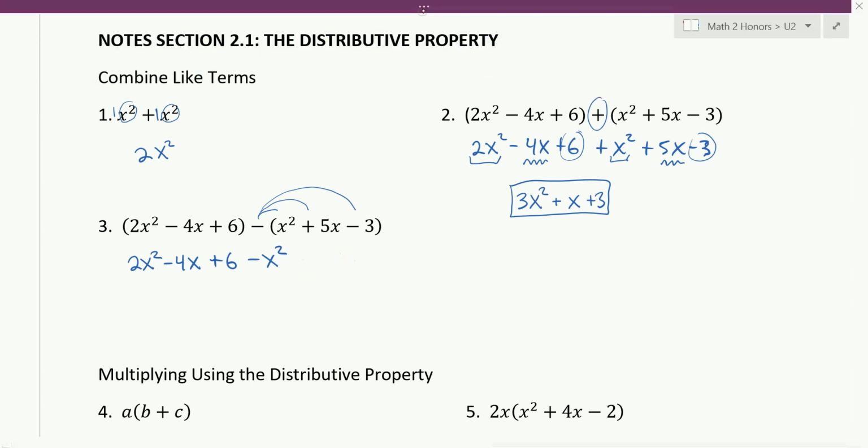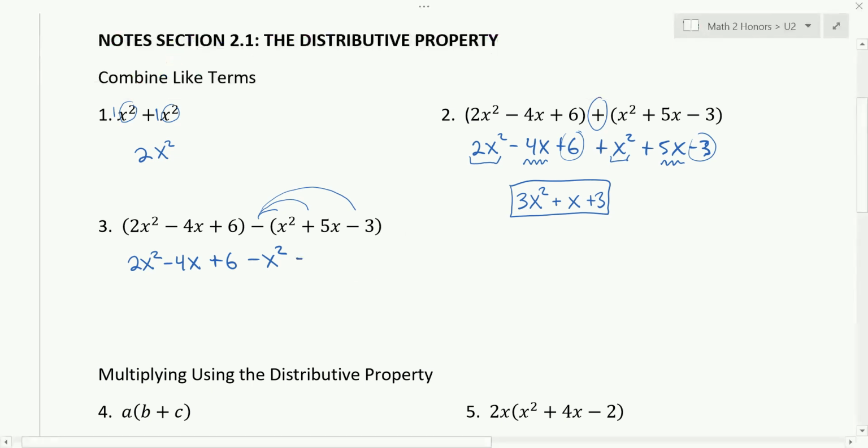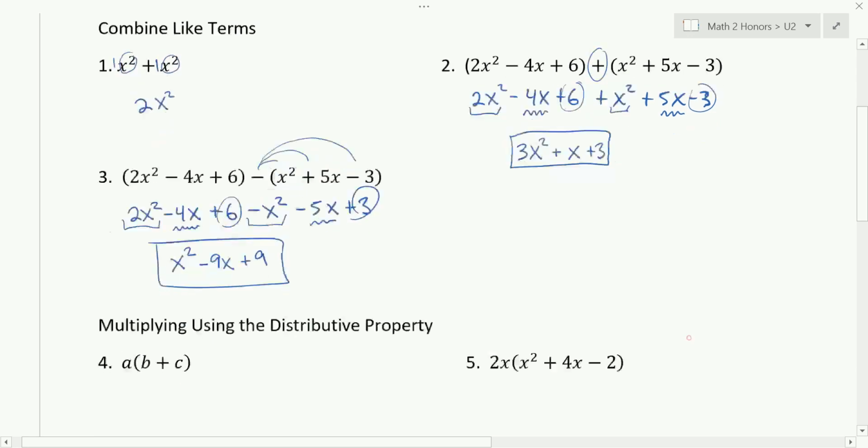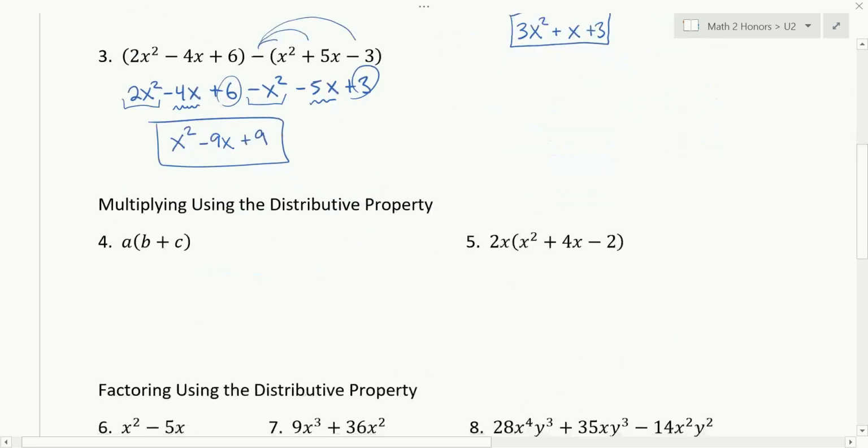I'm going to fix that last part. Should be minus 5x and positive 3. Switch the signs. And then you're adding like terms as before. So 2x squared and a negative x squared gives us x squared. Negative 4x and negative 5x gives us negative 9x. And 6 and 3 give us 9. All right. So we'll use that combining like terms as we're working through these problems.